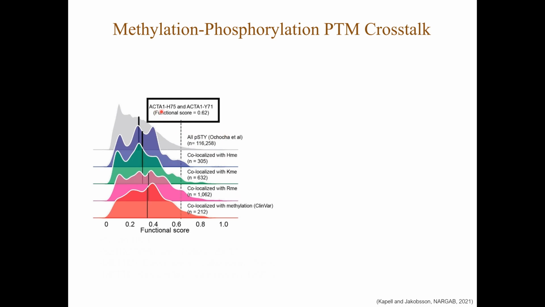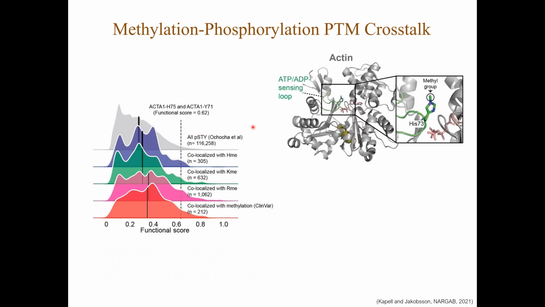So it's a histidine methylation site in position 75 of the actin protein ACTA1. And it has a high scoring functional phosphosite in an adjacent tyrosine in position 71, which has a functional score of 0.62 in the analysis. But the histidine methylation site is located in a loop in actin.